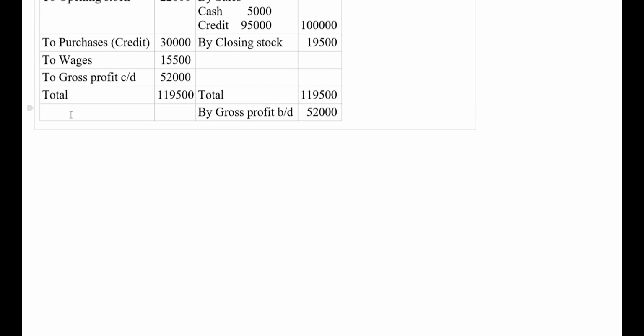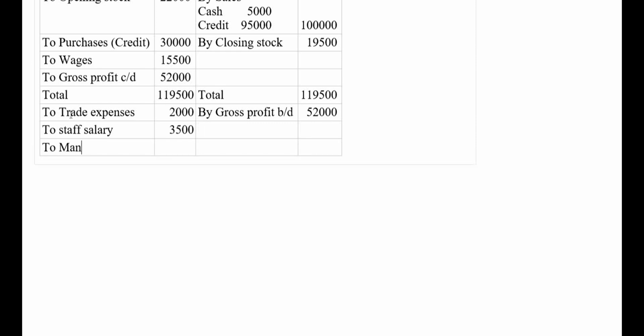So now let us record those administrative, distribution and selling expenses. So to trade expenses, that is given as rupees 2,000. Then to staff salary, is given as 3,500. Then to manager's salary, is given as 4,500. So 4,500.